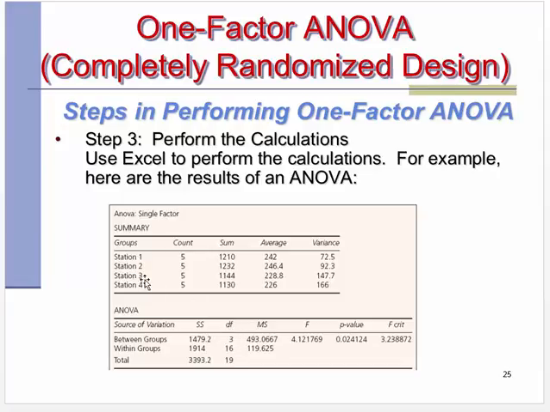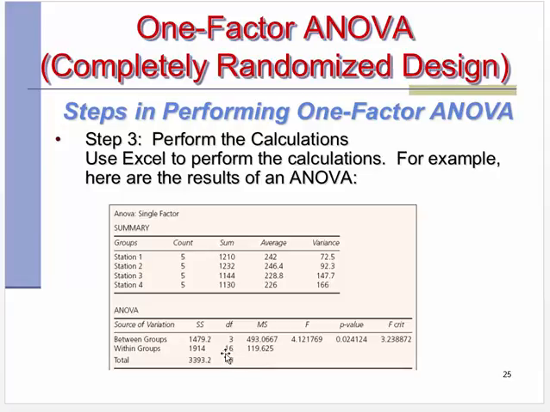This is because you have 4 groups. 4 minus 1 gives you 3. And also there are 4 groups with 5 counts each, so you have 20 observations. 20 minus 1, n minus 1, gives you 19. That's for the total degrees of freedom.